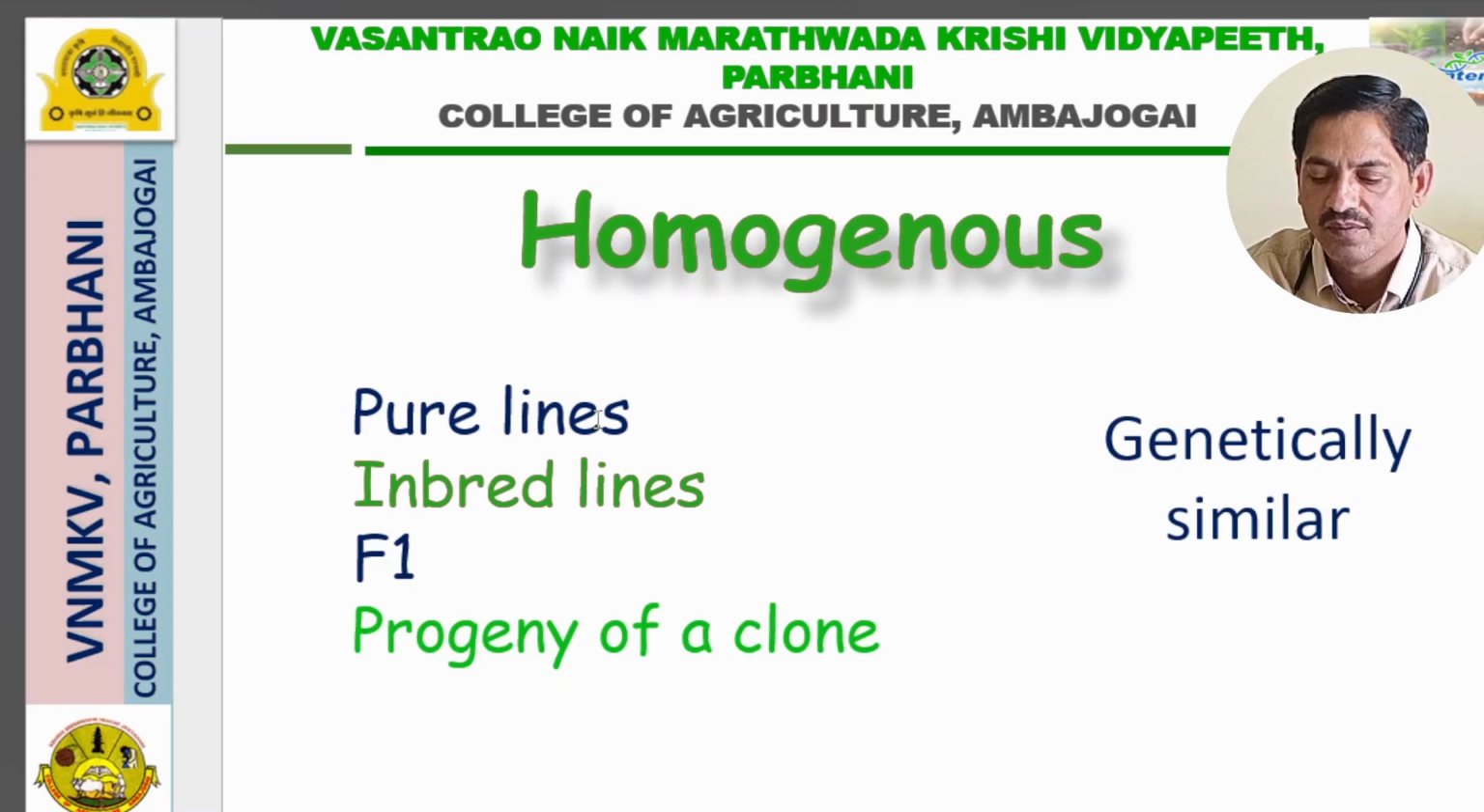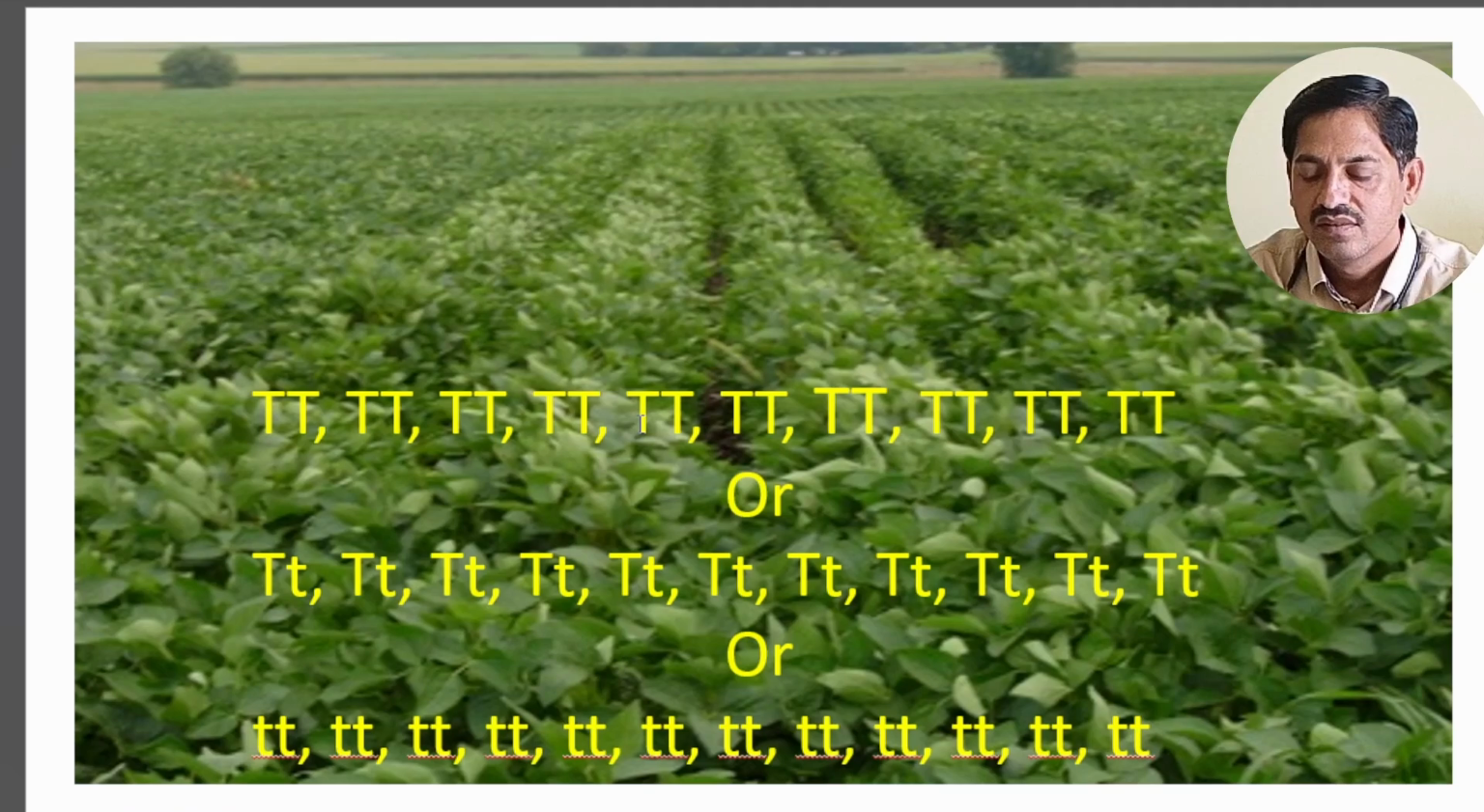Number one is pure line, inbred lines, F1 and progeny of a clone. All the examples which I mentioned here are genetically similar in nature. But how could you know that pure lines, inbred lines, F1s and progeny of a clone are genetically uniform? See this. This is the picture of a crop where all the plants look uniform in nature.